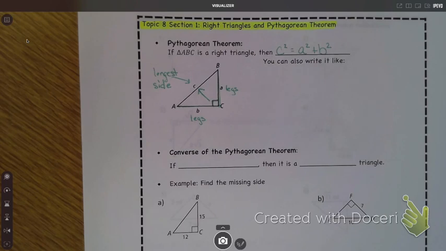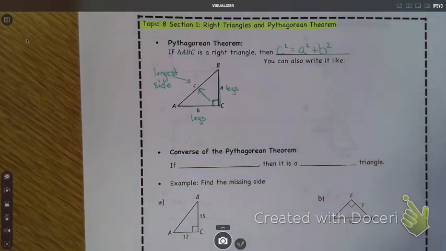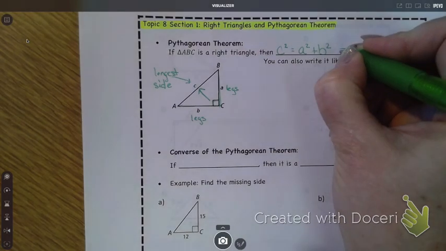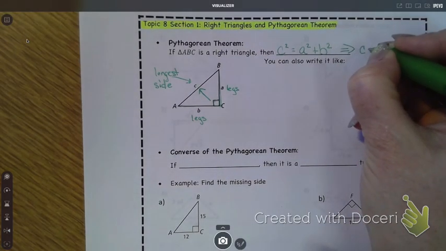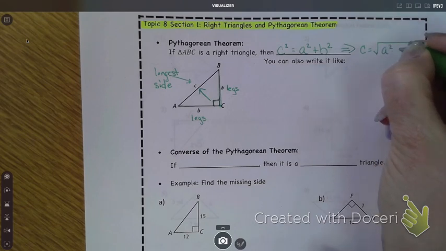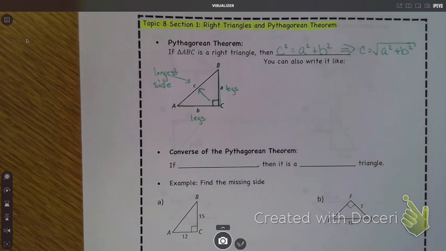So we're not going to really want C squared. We're going to want to know just what C is. Well, how do I undo a squared? A square root. So C would equal the square root of A squared plus B squared. So that's all well and good if I'm finding the hypotenuse, correct? But what if I'm finding one of the legs?